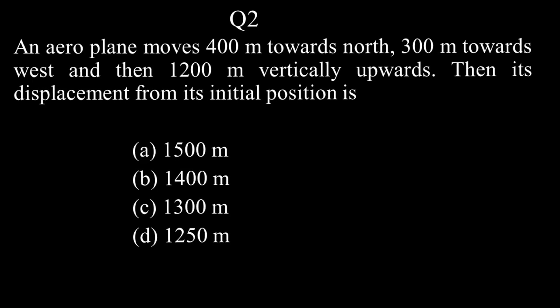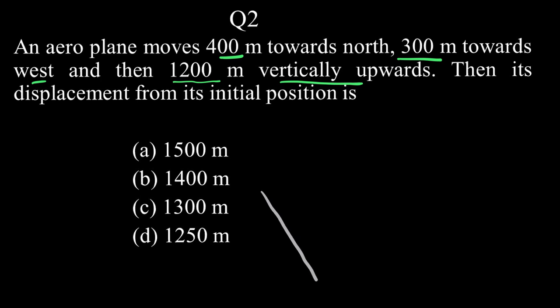An aeroplane moves 400 meters towards north, 300 meters towards west, and then 1200 meters vertically upwards. Then the displacement from its initial position is? So this is a tricky question. What I'll do is try to make it as simple as possible by drawing a reference axis.